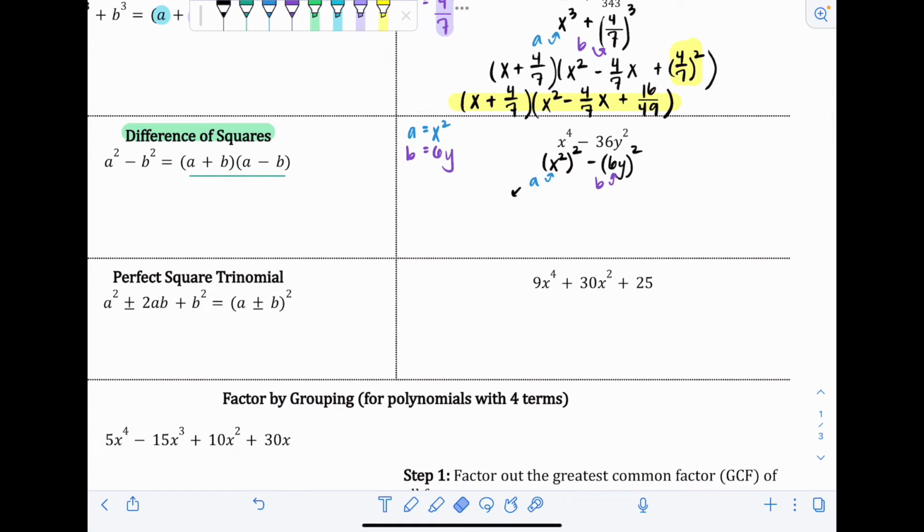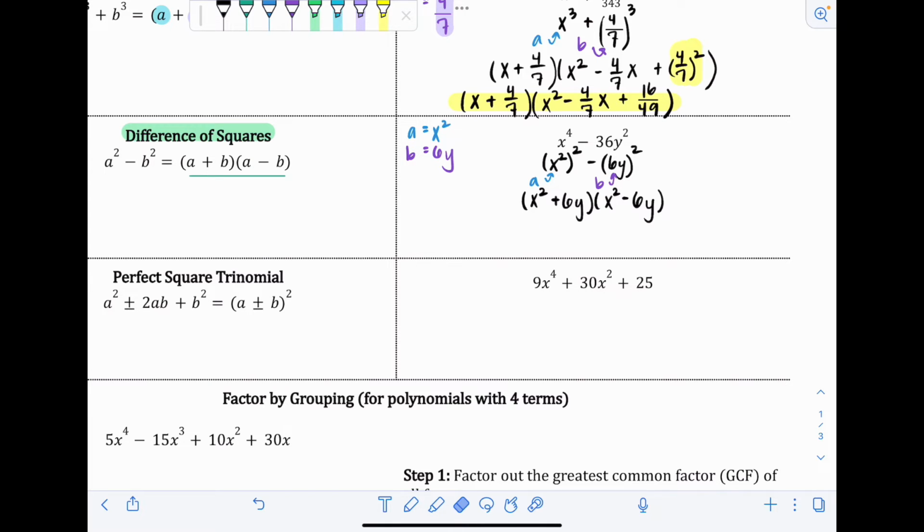So first is going to be my a plus b. So that's x squared plus 6y. And then a minus b is x squared minus 6y. Okay, so this is my a, and then plus b, and then a minus b over here. And it doesn't matter which factor you put first. If you did a minus first, that's okay.